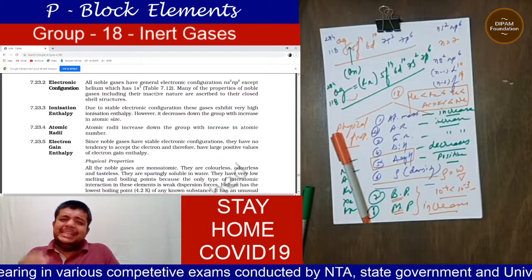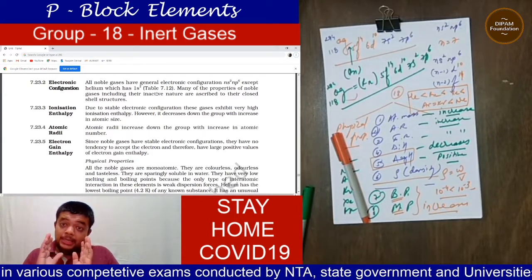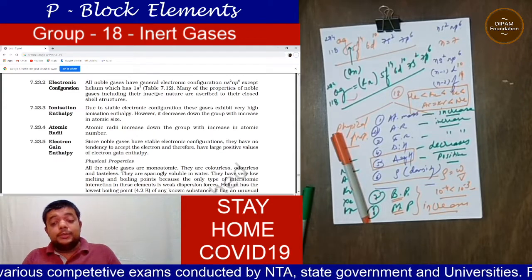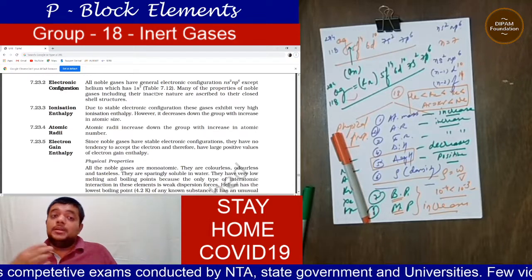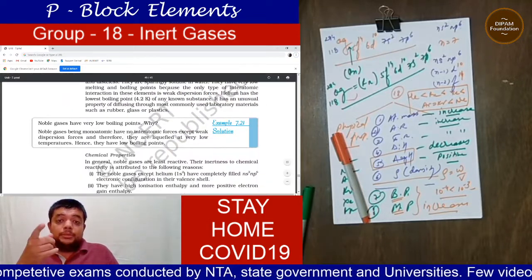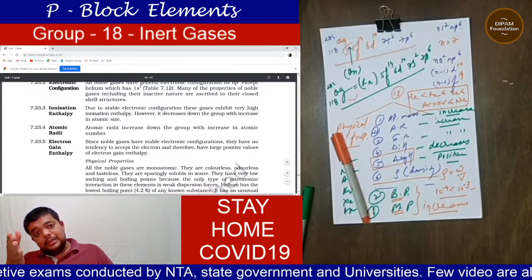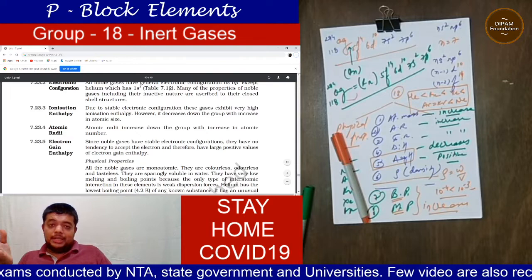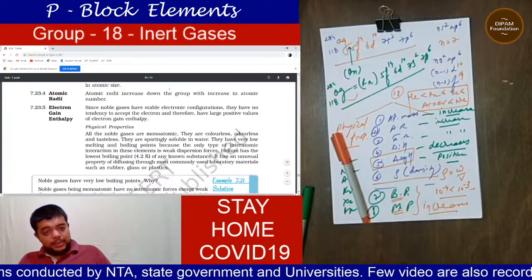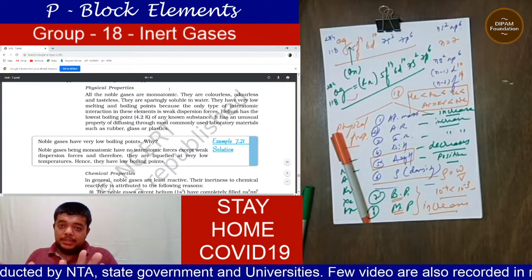So I won't be reading each line which I have already discussed, although I'll be drawing your attention to a few points which, if not discussed, need to be discussed as a part of my duty. Coming to this point of physical properties, I'm leaving a few parts aside. You can learn by yourself the electronic configuration, ionization enthalpy, atomic radii, and electron gain enthalpy, that has already been discussed over here. But coming to physical properties, all these noble gases are monoatomic.